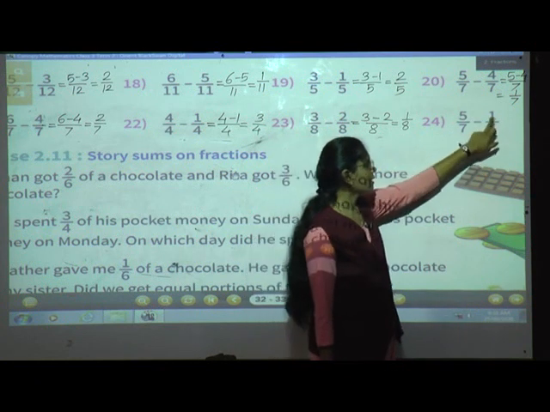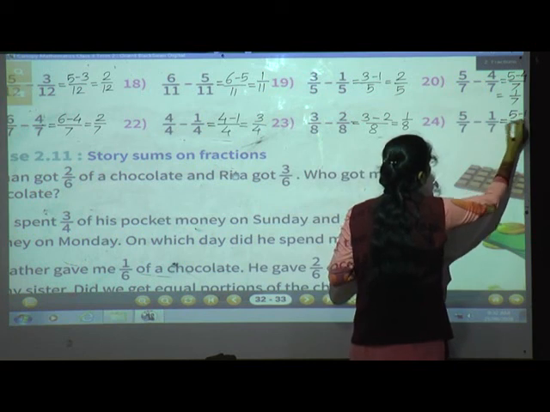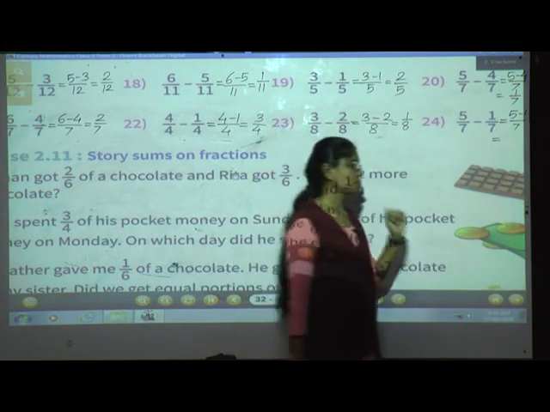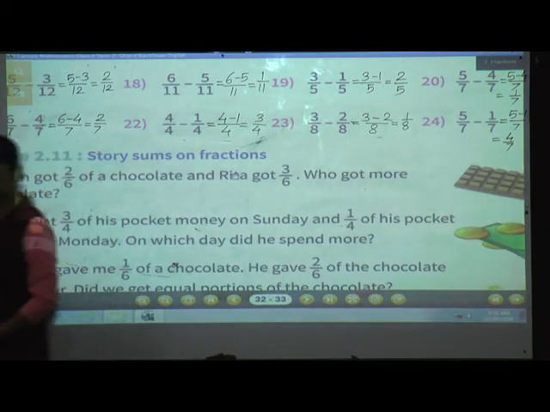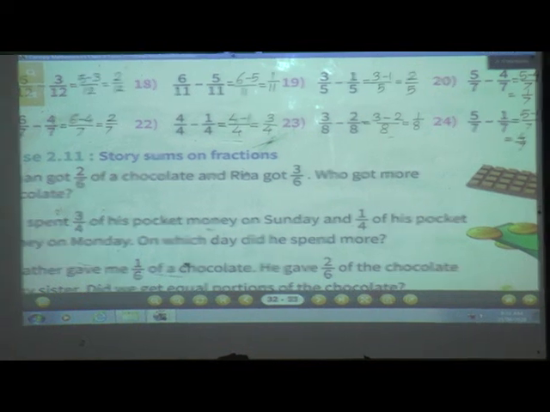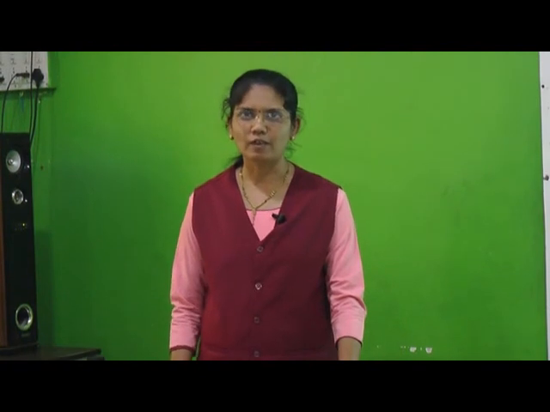Now do the subtraction. 5 by 7 minus 1 by 7 is equal to, yes, 5 minus 1 by 7. Now 5 minus 1, 4 by 7. Clear? How to do the subtraction? Okay. So in this way today we have seen exercise 2.10. So what we have seen today, we have seen how to do the subtraction of like fractions. So in this way we have completed exercise 2.10. In the next session we will see the next part.